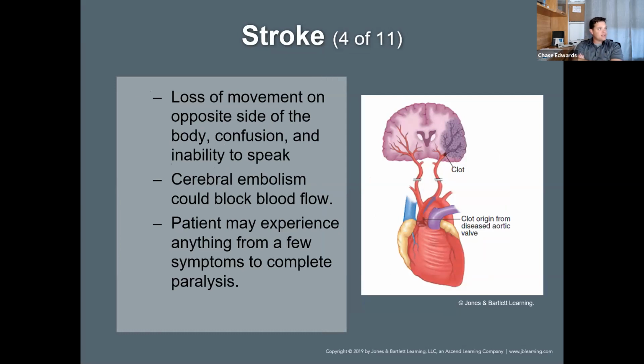In other cases, an atherosclerotic plaque in a carotid artery will rupture. The blood clot will form over the disruption in the plaque. Sometimes it's big enough to block all blood flow. Parts of the brain supplied by the artery will become ischemic. Patients often have dramatic symptoms such as loss of movement on the opposite side of the body, confusion, inability to speak.